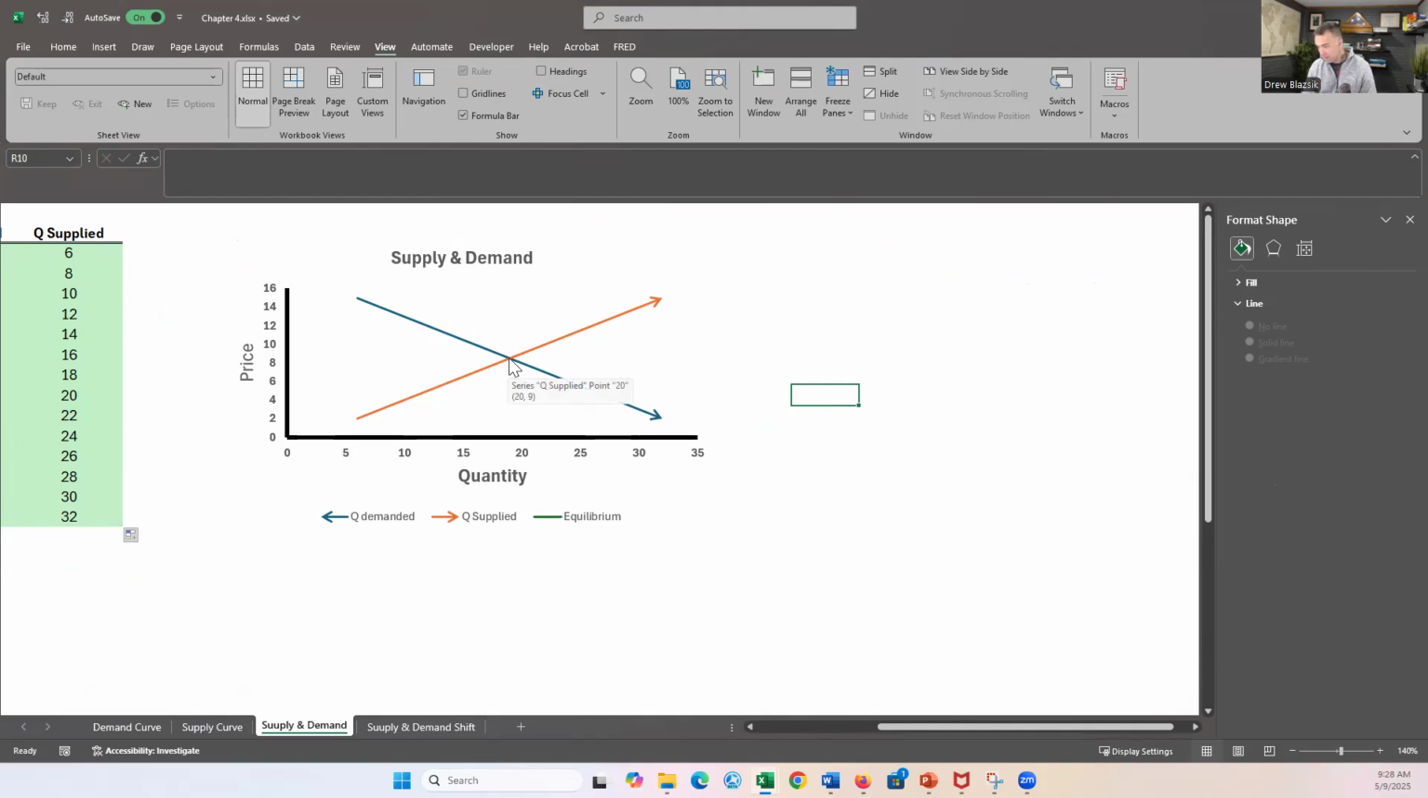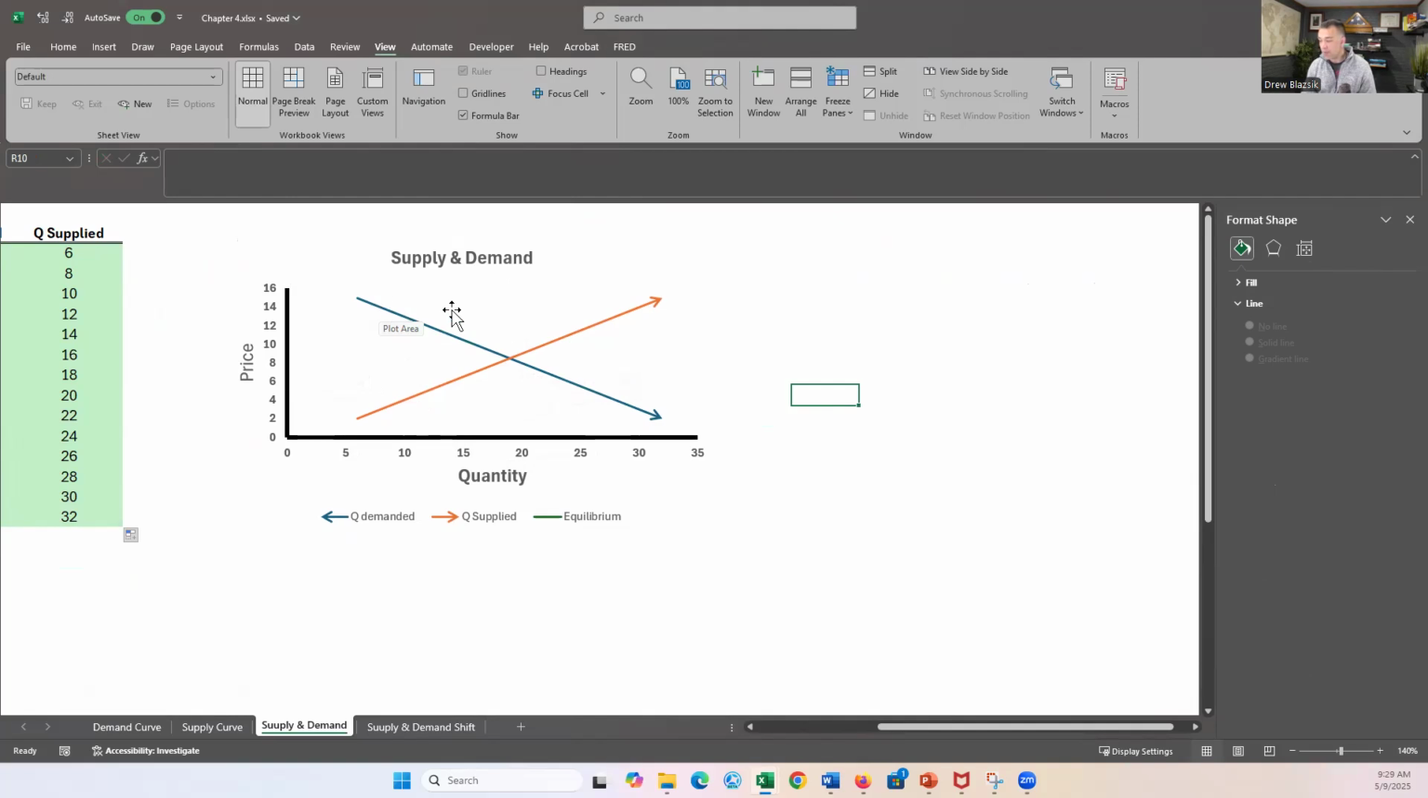That's right there. So we can see it's going to be somewhere around quantity 18 at a price of, I can't tell, $9 or something like that. We can figure that out in a second. That's the market. That's what the market is saying for the price and quantity.